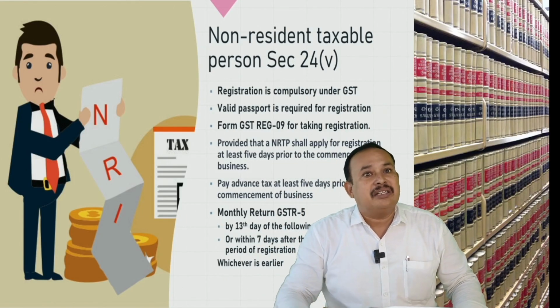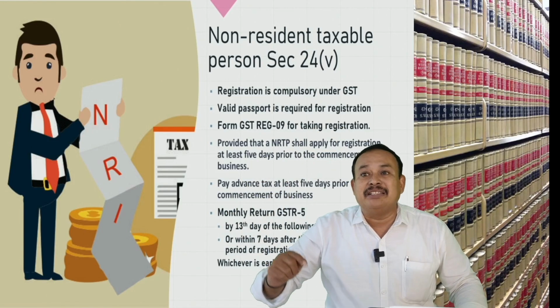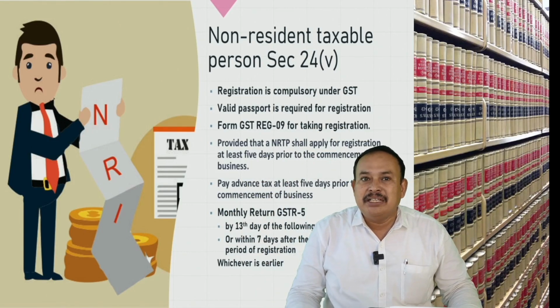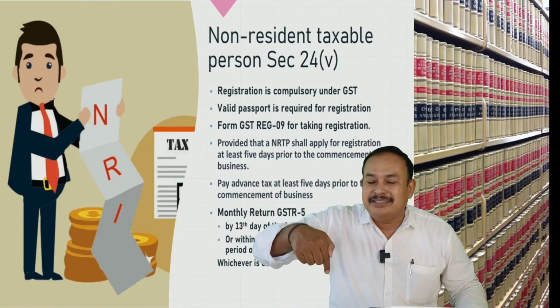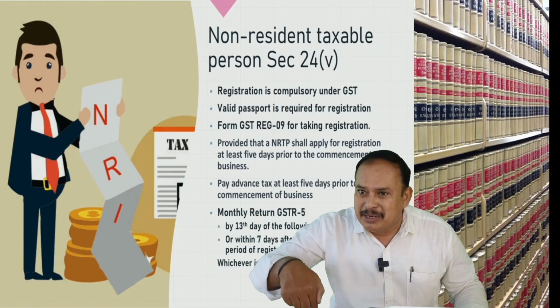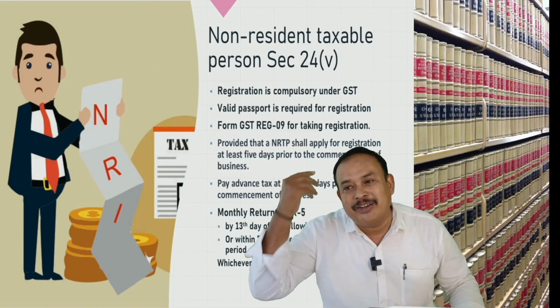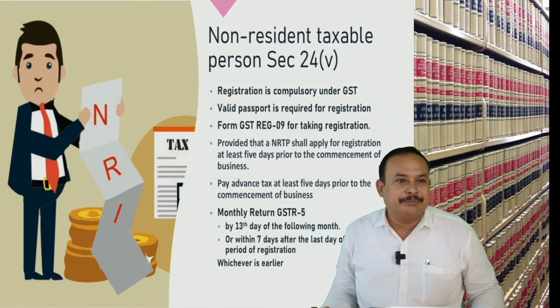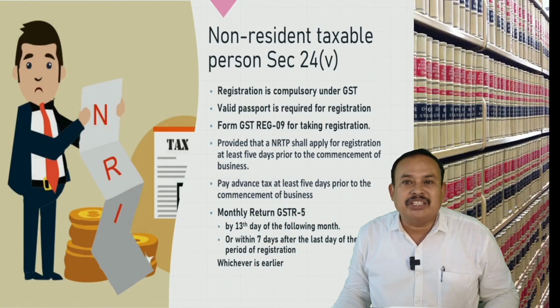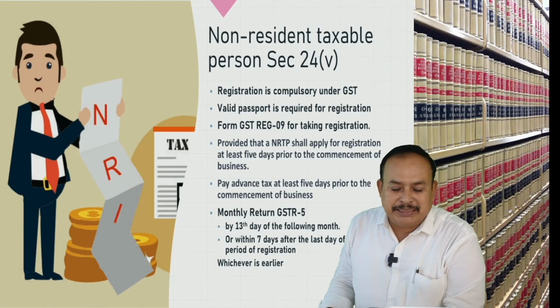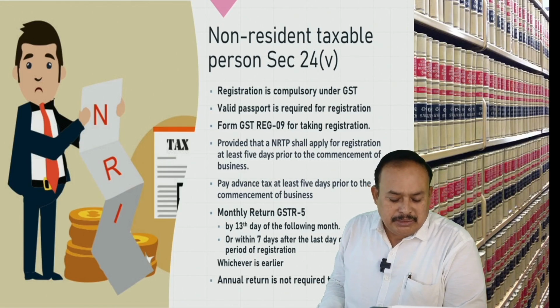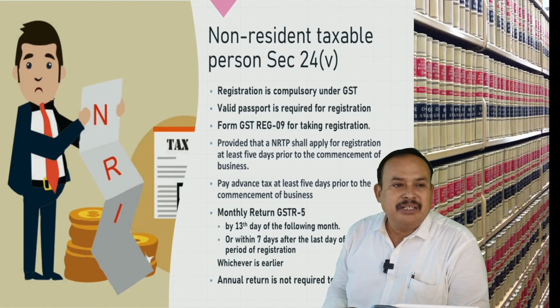I am not required to wait until next month, the 13th of May, because it is the 13th of May or the 24th of April, whichever is earlier. On the 24th of April, I can file the return and go away. That is the meaning of it. Got the clarity? Further, he is not required to submit an annual return. Got the clarity?